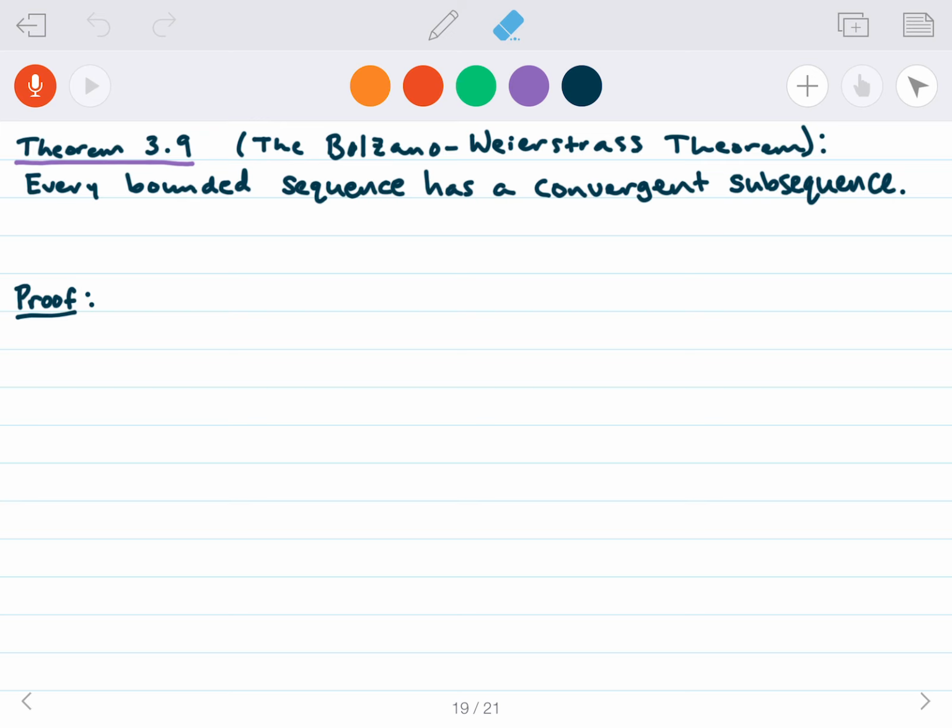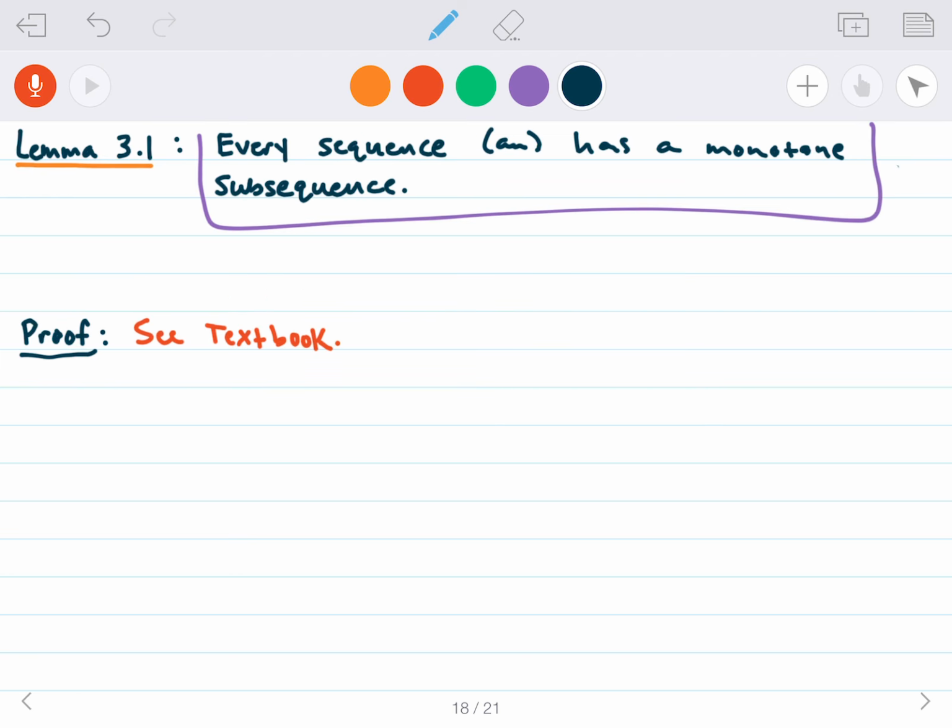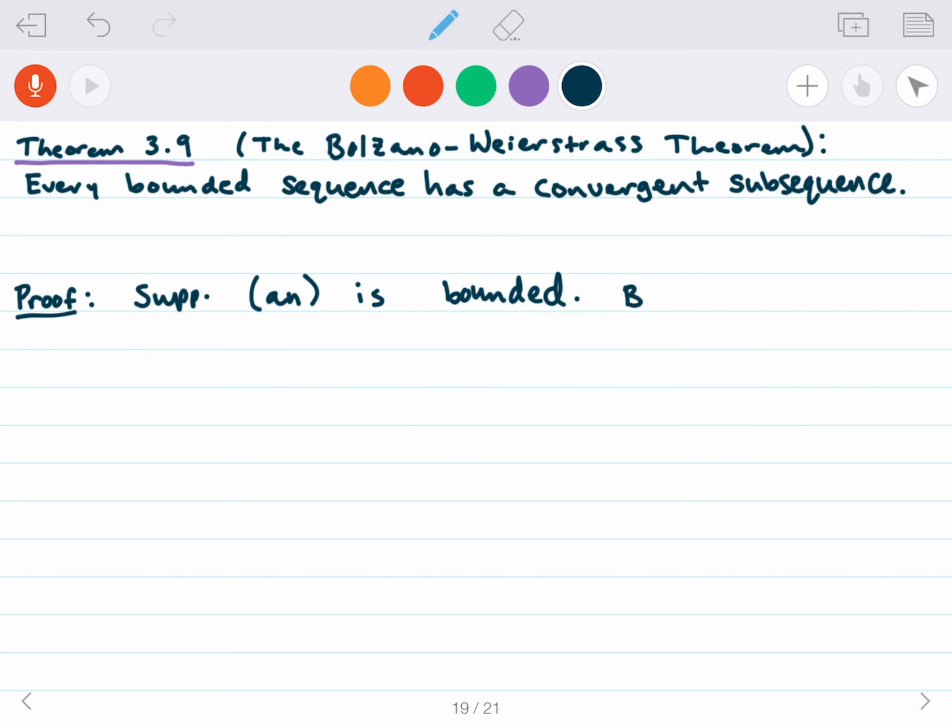Okay, and it's called the Bolzano-Weierstrass theorem. And it says that every bounded sequence has a convergent subsequence. So let's go ahead and prove this using our lemma. So we're going to suppose that we have a sequence that's bounded. Okay, and so we're going to use our previous lemma that every single sequence has a monotone subsequence. Let's call it a sub nk.